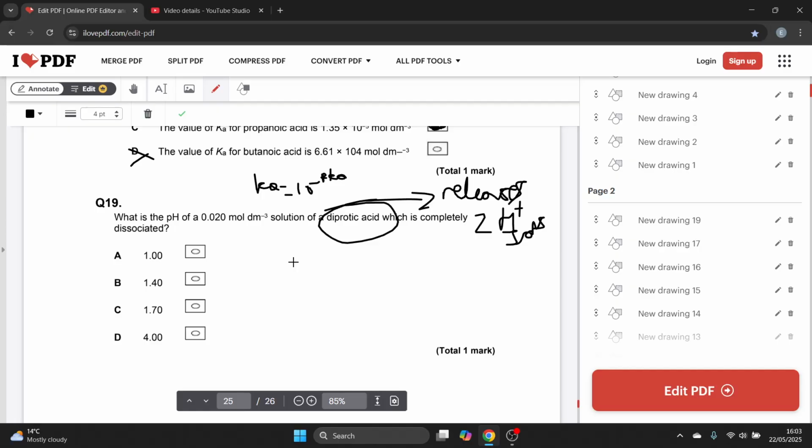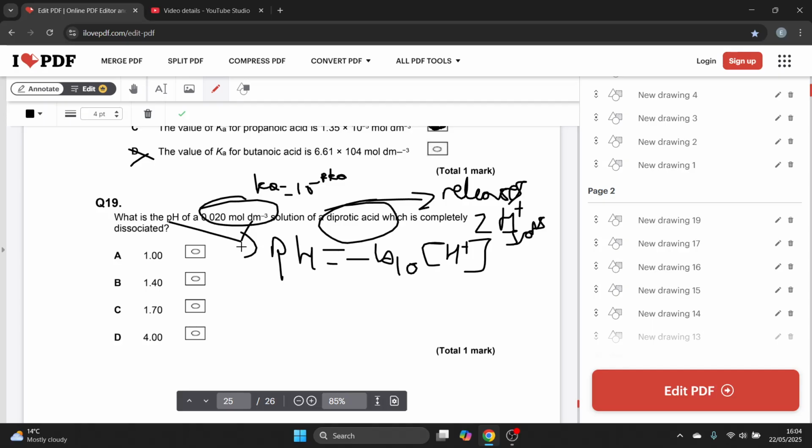So I need to find out, okay, so I know pH equals minus log 10 of H plus, right? And now here's the tricky part. I've got the acid, right? Isn't that the answer, Iman? I just substitute that in. No, it's a diprotic acid. So then I times it by 2, Iman.